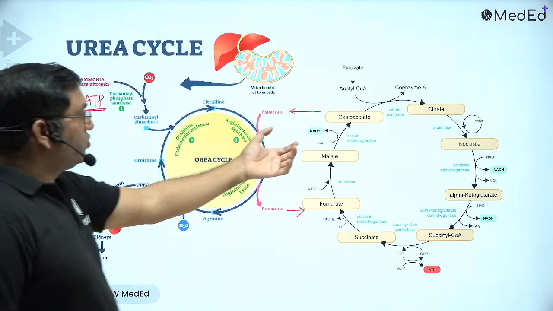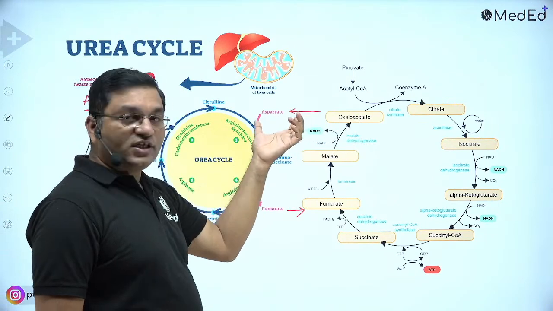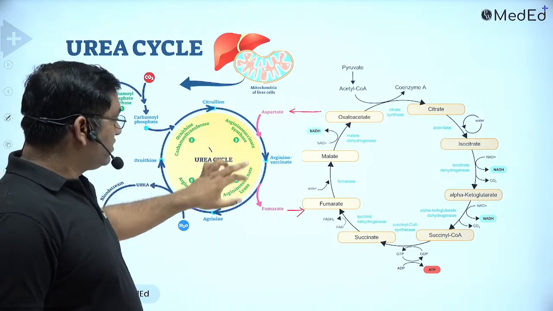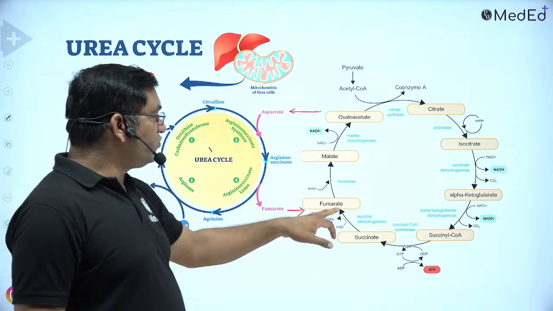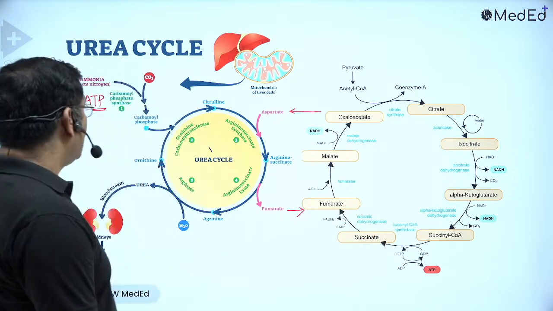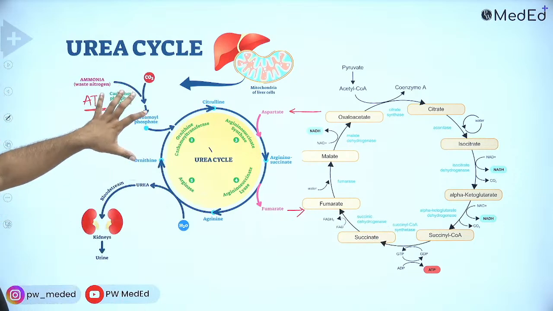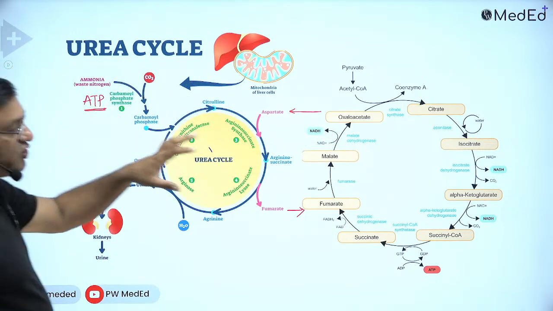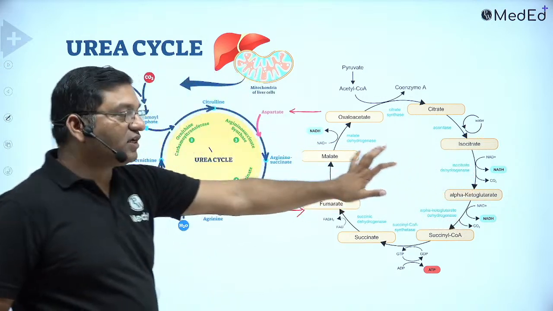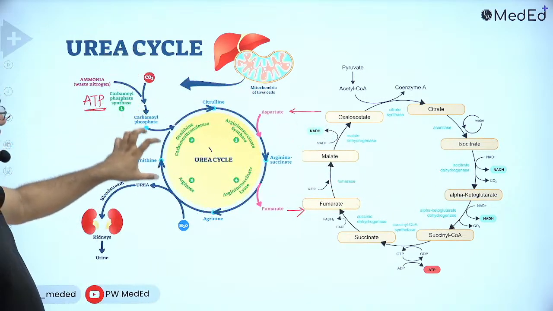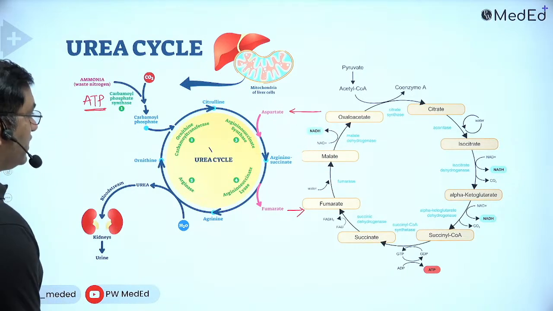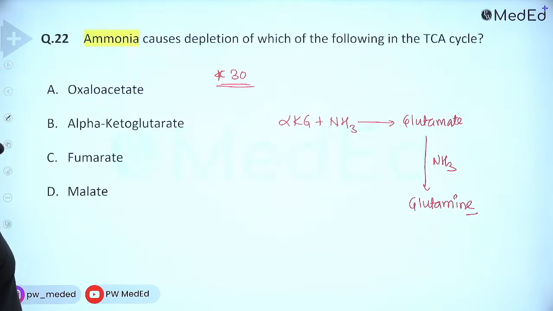Okay, see, oxaloacetate is converted into aspartate. Aspartate enters the urea cycle, and there is liberation of fumarate, which is used in the TCA cycle. So ATP produced in the TCA cycle is utilized in the urea cycle. CO2 produced in the TCA cycle is utilized in the urea cycle. Got it? So these are the connecting links between these two cycles.